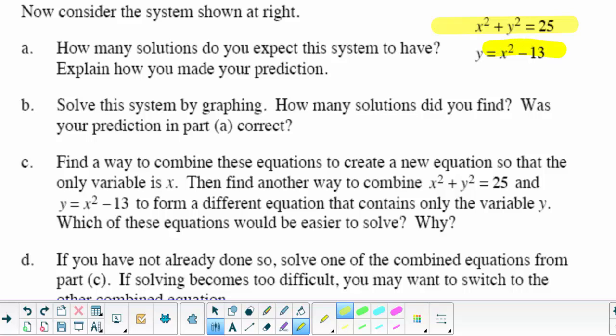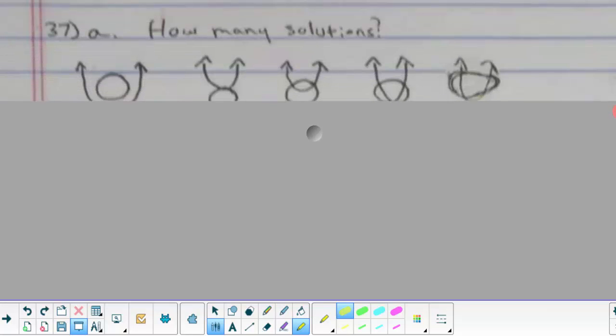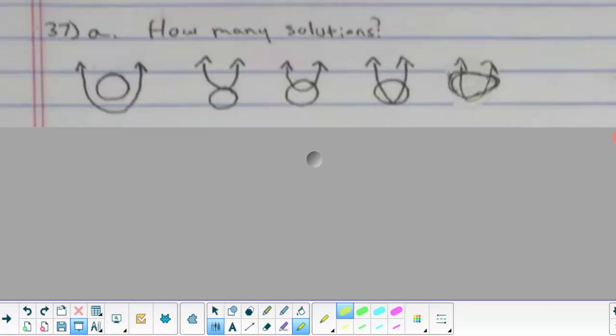This is a quadratic that opens up. The vertex is at 0, negative 13. It's been moved down 13 units. So, there you go. So we want to think about how many solutions a circle and a quadratic could have. We just kind of got to draw some pictures here.